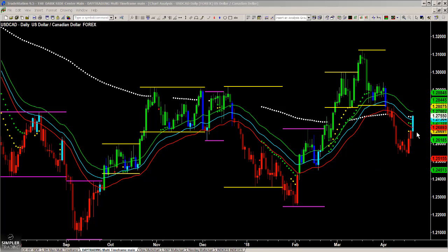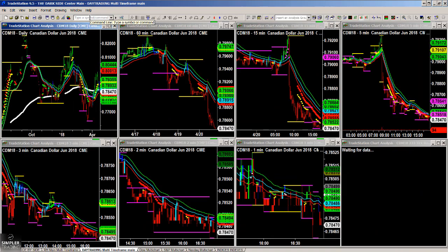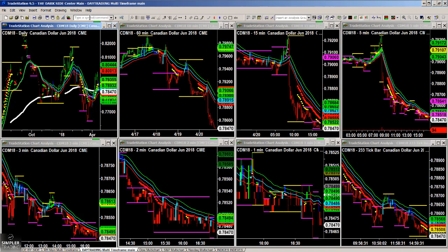So here, actually up at 27.55, this area is the daily price movement range projected high for this pair. And in turn, it sent the Canadian dollar lower on the futures contract. So it's the same trade, just the order in which the pair is quoted.